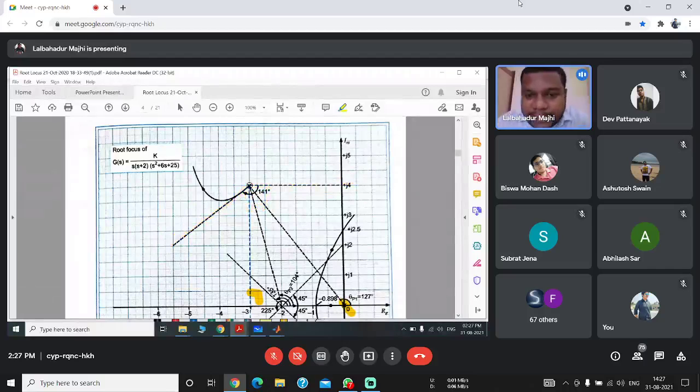So now at this angle our root locus will originate and it will go to infinity. So why is it going in this direction and not in this direction? It may go in this direction also. Any guess why it is going in this direction?